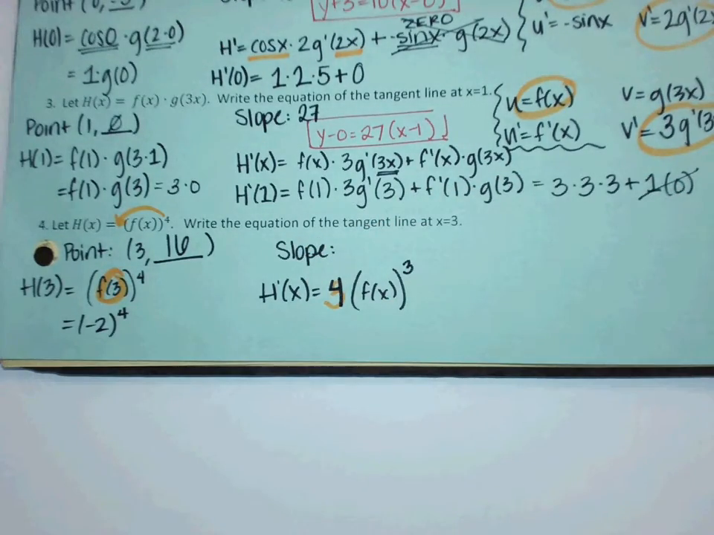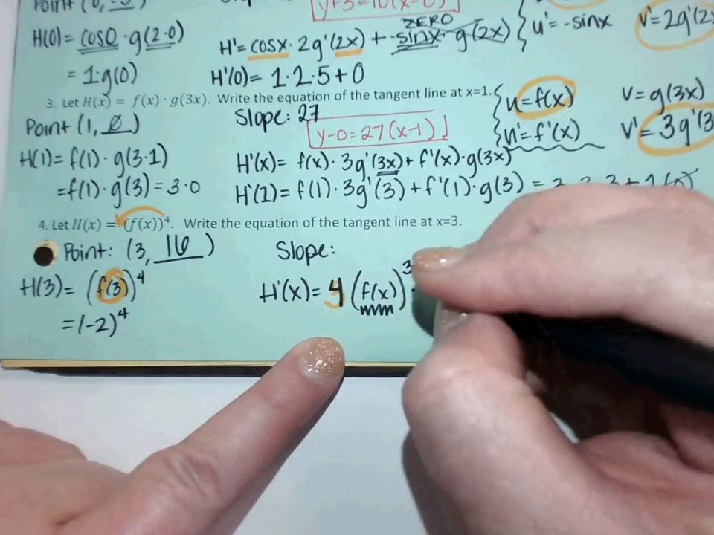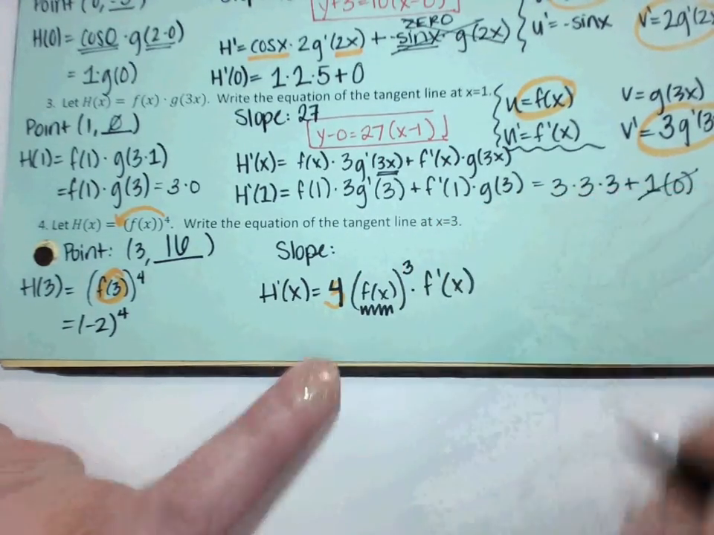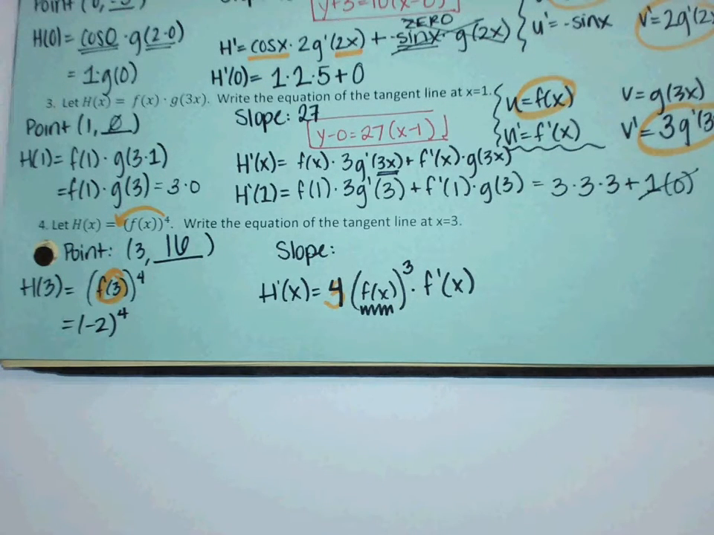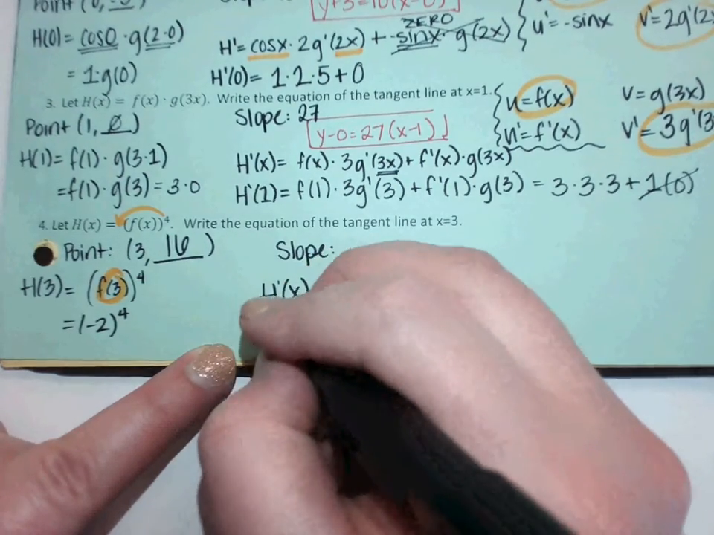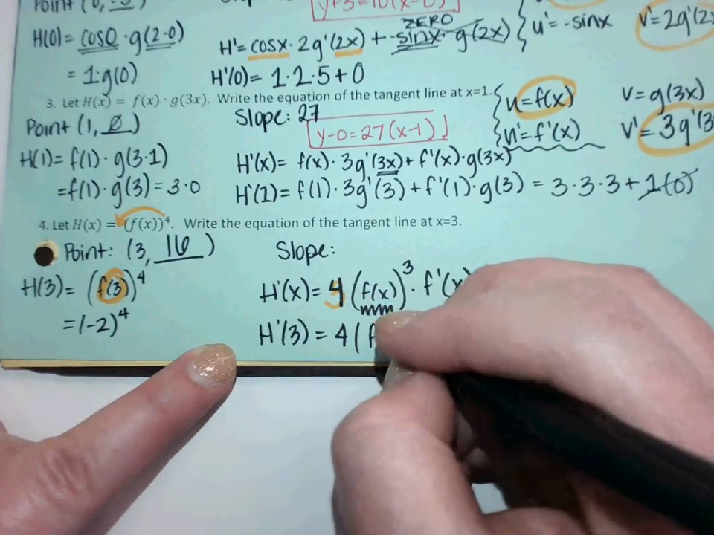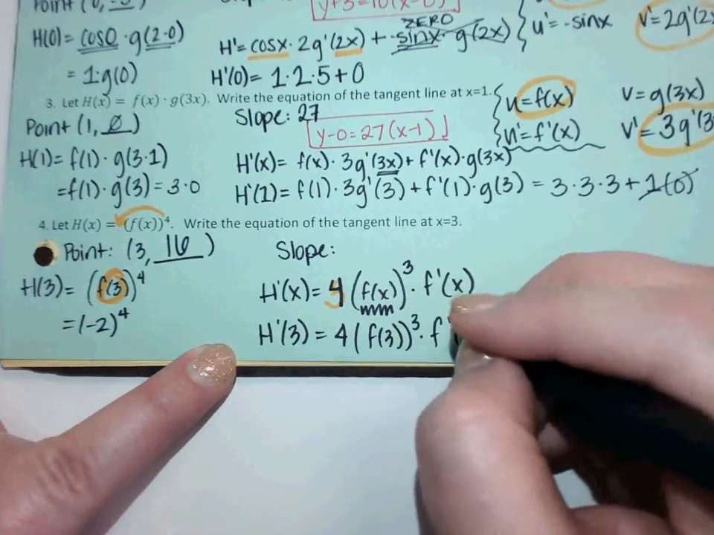Okay, and then am I done? What's the derivative of the middle? The derivative of f of x is f prime of x. So I bring that top number down, I change the power, then I times by the derivative of the core, which is f prime. From there we are plugging in 3. So I want h prime of 3. Well, then I want 4 times f of 3 cubed times f prime of 3.